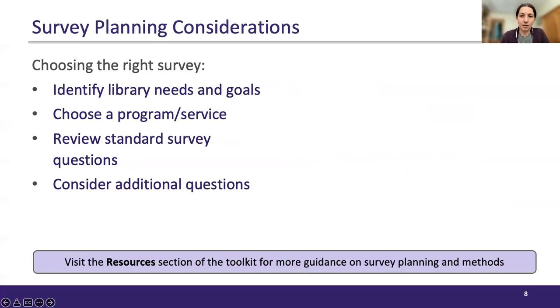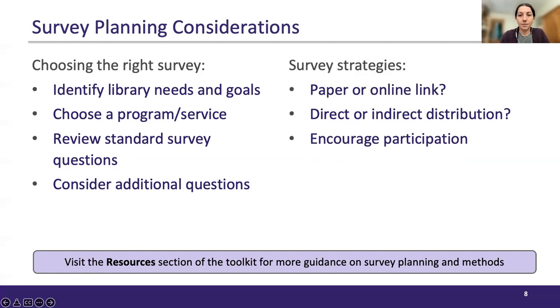As I've said, Project Outcome is primarily survey-based. To choose the right survey, be sure to keep your library's needs and goals in mind. Look at the library programs and services that relate to those goals and consider which you should survey. Review the survey questions to see which survey topic and type will get you the most useful data, the data that most closely aligns to your needs. If there's additional information you need, you might consider adding custom questions.